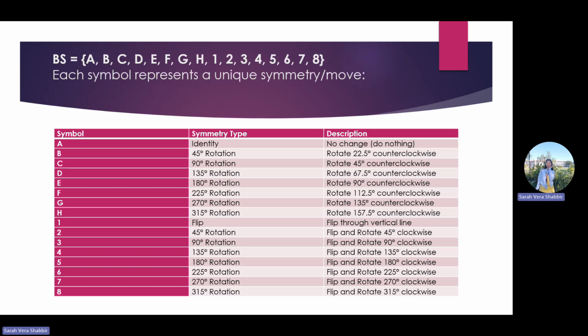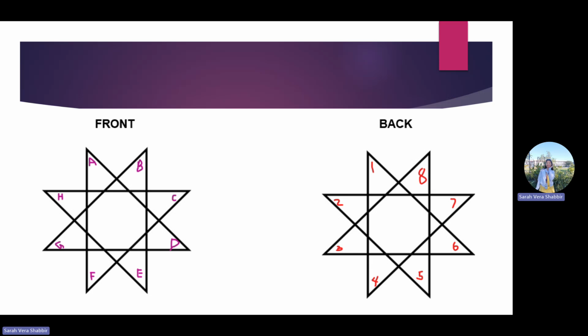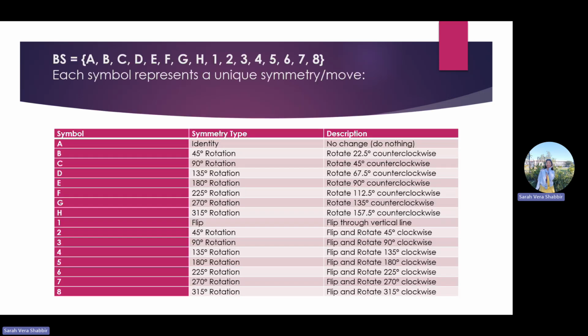Anyway, for the number one, we're gonna flip it through a vertical line. So as you can see, if this is the front, we're gonna flip it in here to go to this place or to this back space. And for number two, we have flip and rotate 45-degree clockwise. Number two, flip and rotate 90-degree clockwise. Number three, flip and rotate 135-degree clockwise.